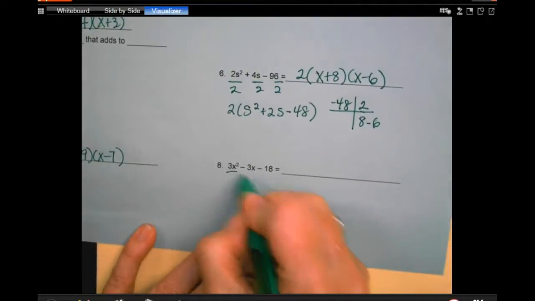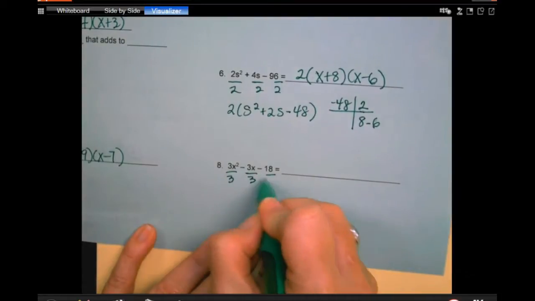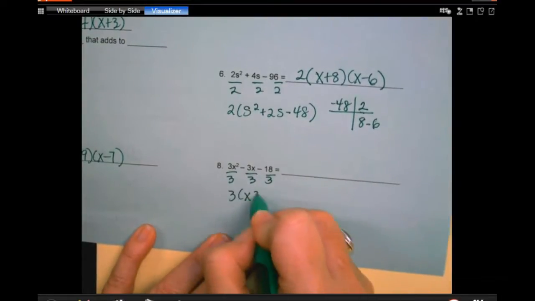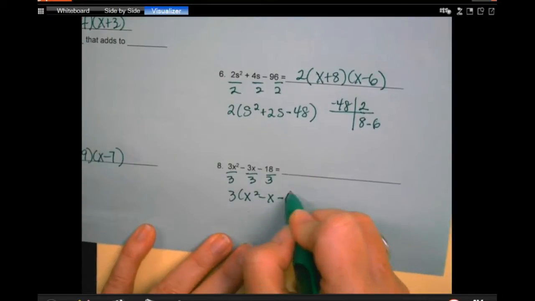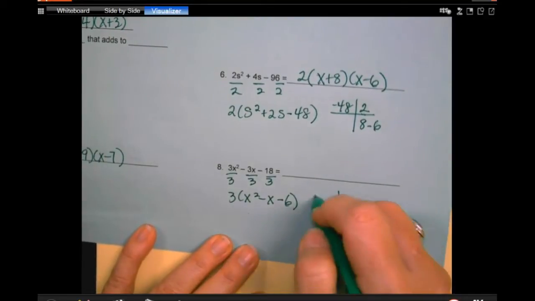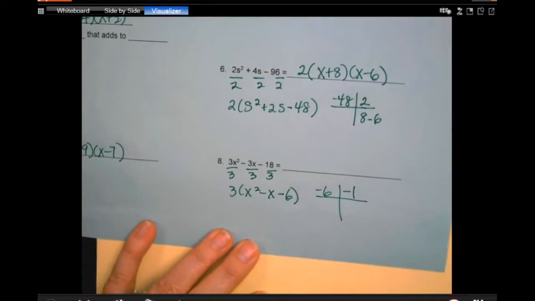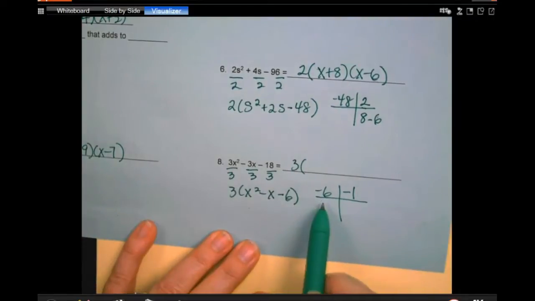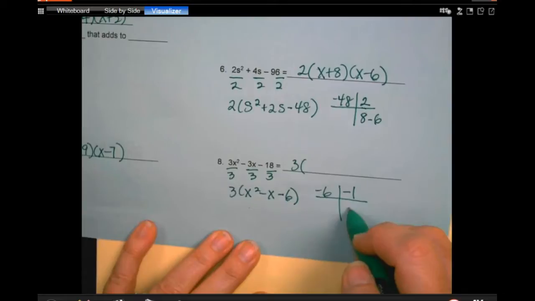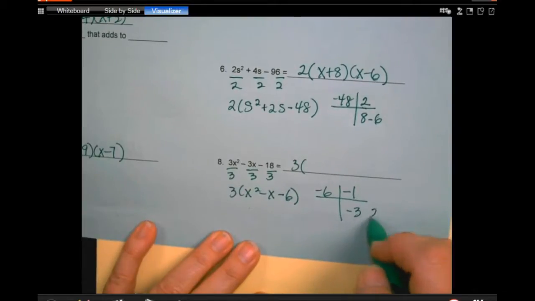And the last one, if I divide by 3, so I get negative 6, negative 1. So what's going to multiply to equal negative 6 but add to negative 1? Negative 3 and positive 2.